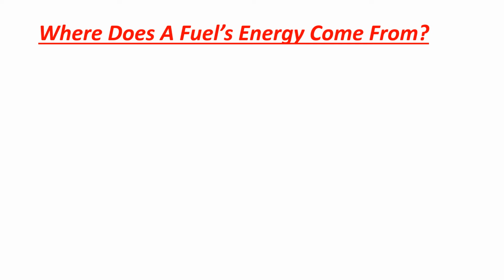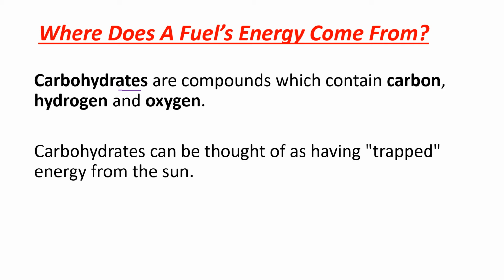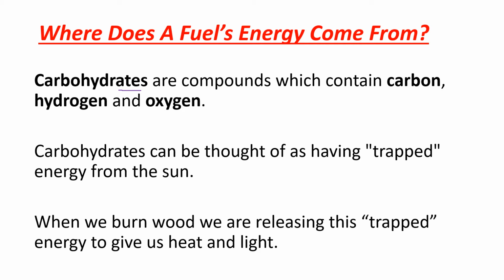Let's have a little bit of a talk about where that fuel's energy comes from. Okay, so carbohydrates are compounds which contain carbon, hydrogen and oxygen. Remember the "ate" in a compound name means that there's a third element, usually oxygen, present. We can think of carbohydrates as having trapped all the energy from the sun in their bonds. When those fuels are burned, we break those bonds and release the energy from the bond out into the atmosphere.